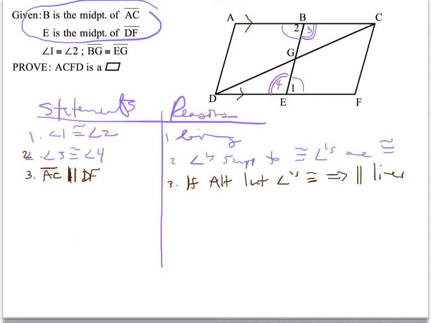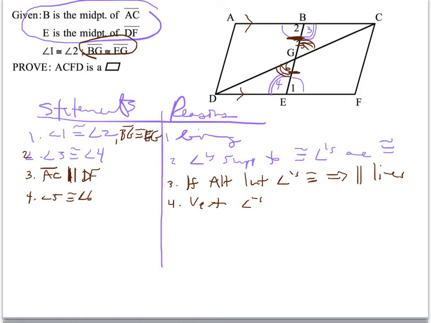Next step, I'm going to throw a 5 and a 6 in. 5 and 6 are congruent because they are vertical angles. So angle 5 congruent to angle 6, vertical angles. And then, of course, our other given piece of information, BG congruent to GE, right above there, I'm just going to throw into step 1. Why not?